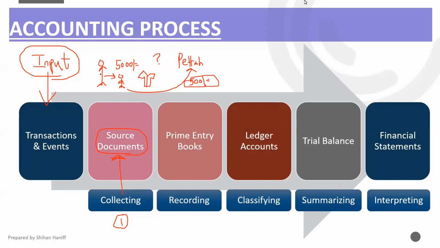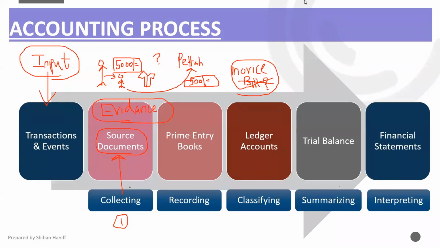How does he check whether the price is 5,000 or 500? He will ask for an invoice. He will ask, give me a bill. There is the bill, right? So you have to provide the bill. So this is called the source document. It is the evidence for a transaction.